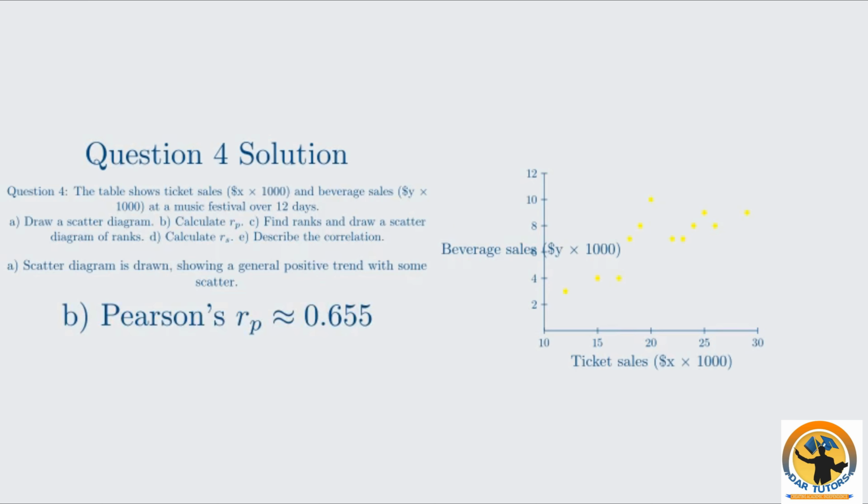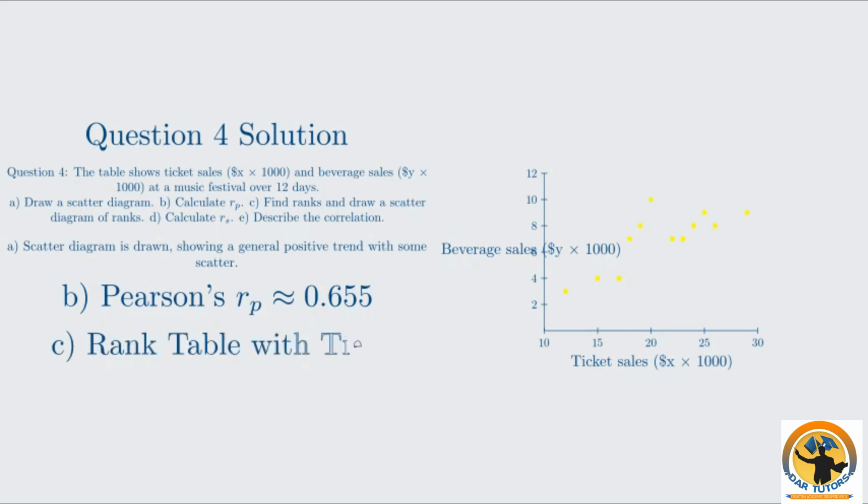Next, we find the ranks for X and Y. Be sure to handle ties correctly. For X, 25 appears twice. For Y, 4, 7, and 8 all appear twice. Here's the table with the ranks.